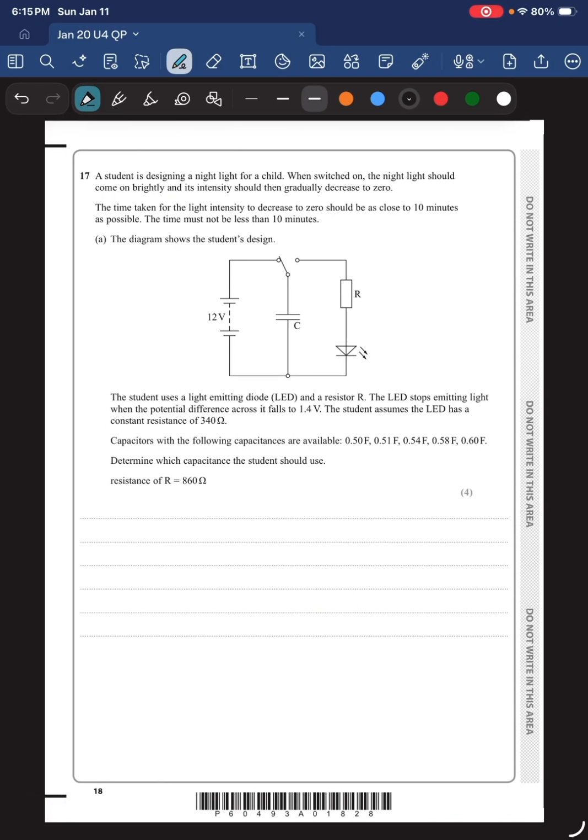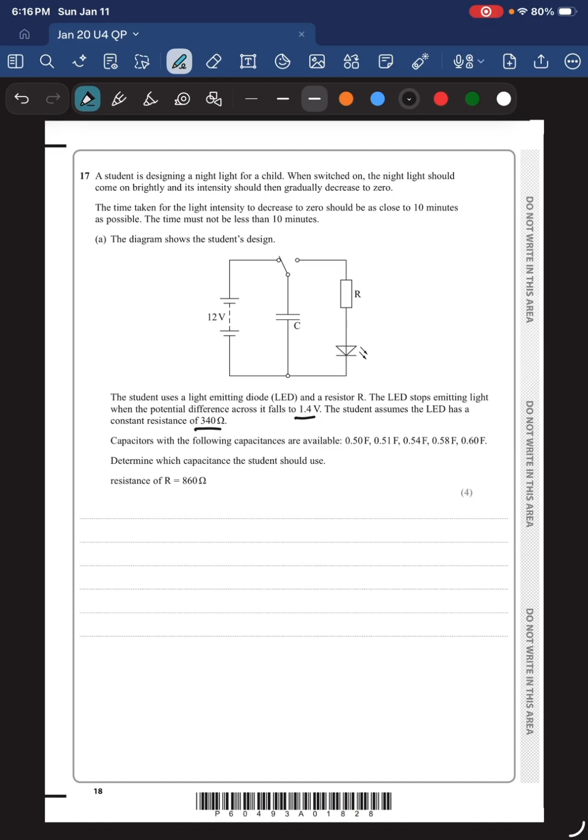Now question 17, okay. Again, question 17 involves some knowledge of unit 2 this time, okay? So a student is designing a night light for a child. When switched on, the night light should come on brightly and its intensity should then gradually decrease to 0. The time taken for the light intensity to decrease to 0 should be as close to 10 minutes as possible. But the time must not be less than 10 minutes, okay? So the diagram shows the student's design, okay? The student uses a light emitting diode, LED, and a resistor R. The LED stops emitting light when the potential difference across it falls to 1.4 volts. The student assumes the LED has a constant resistance of 340 ohms.